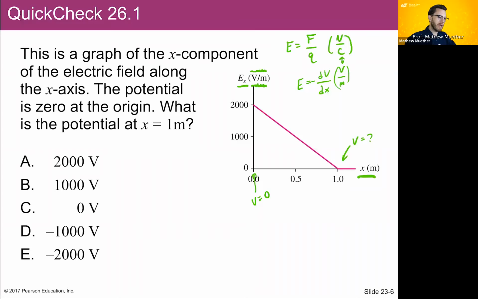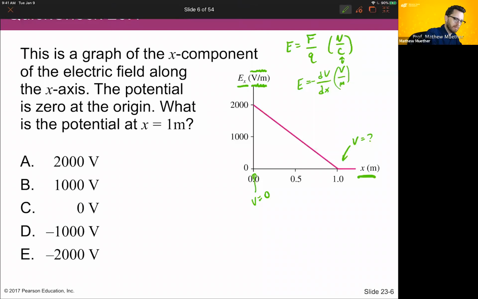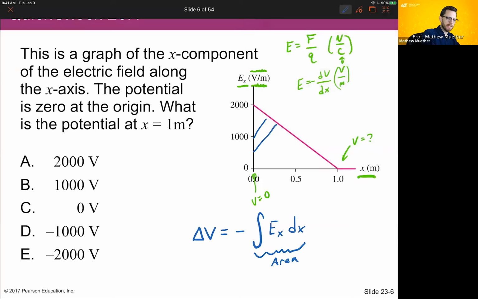We're trying to find the change in the potential. Our equation tells us that the change in the potential is equal to minus the integral of that electric field in the X direction dx. This is the area under that E versus X curve. So I need to find this area.